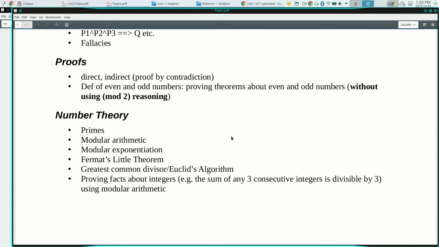Well, I skipped a few steps. So if we know n is congruent to 0, n plus 1 is congruent to 1, and n plus 2 is congruent to 2, all of those added to each other is going to be congruent to 3, which is congruent to 0. So the sum is going to be divisible by 3.